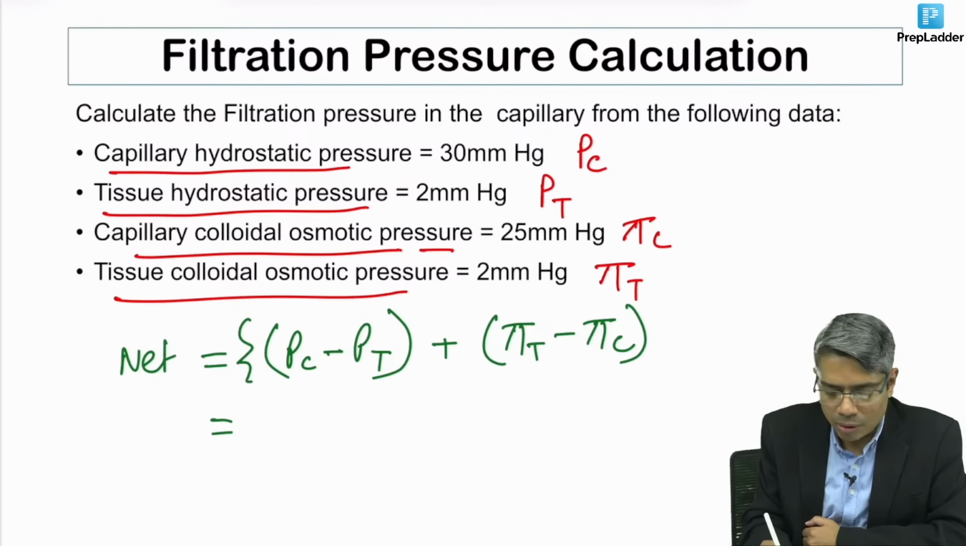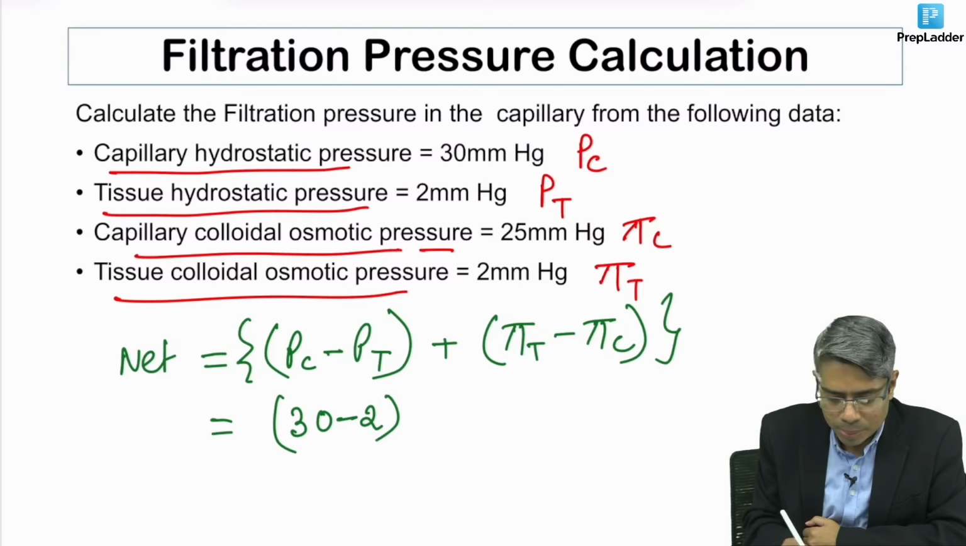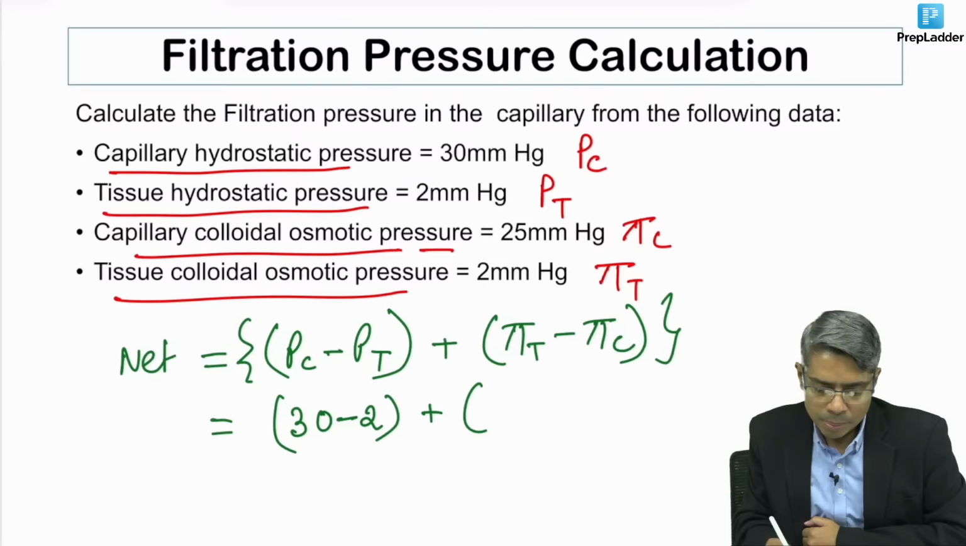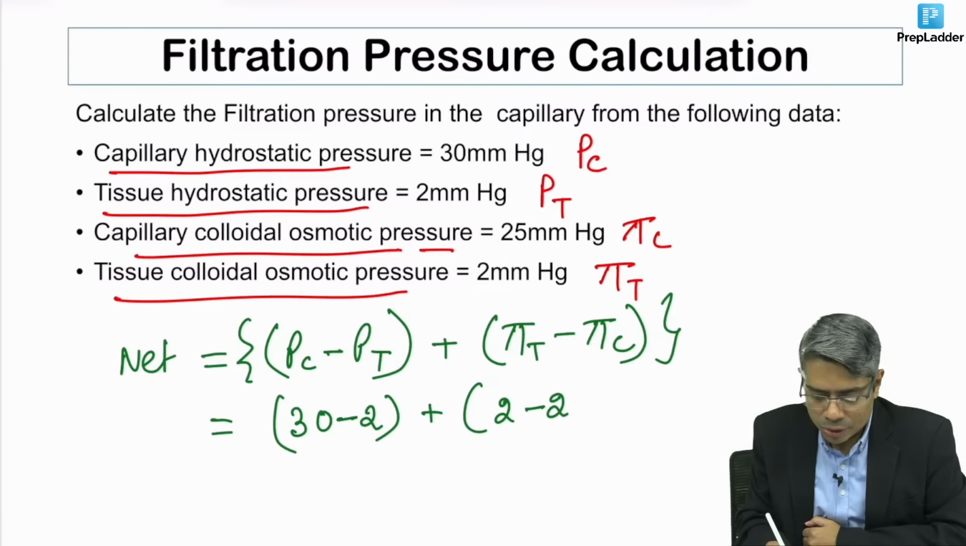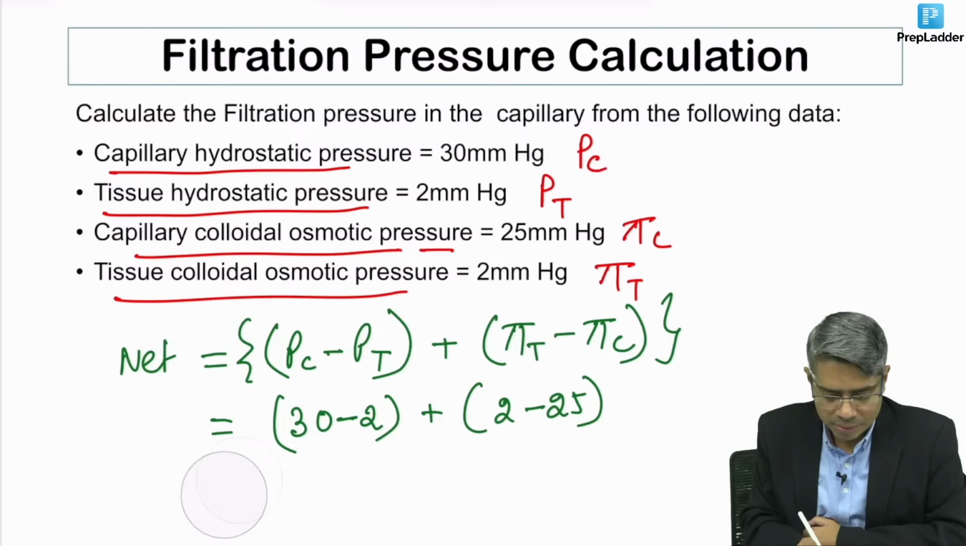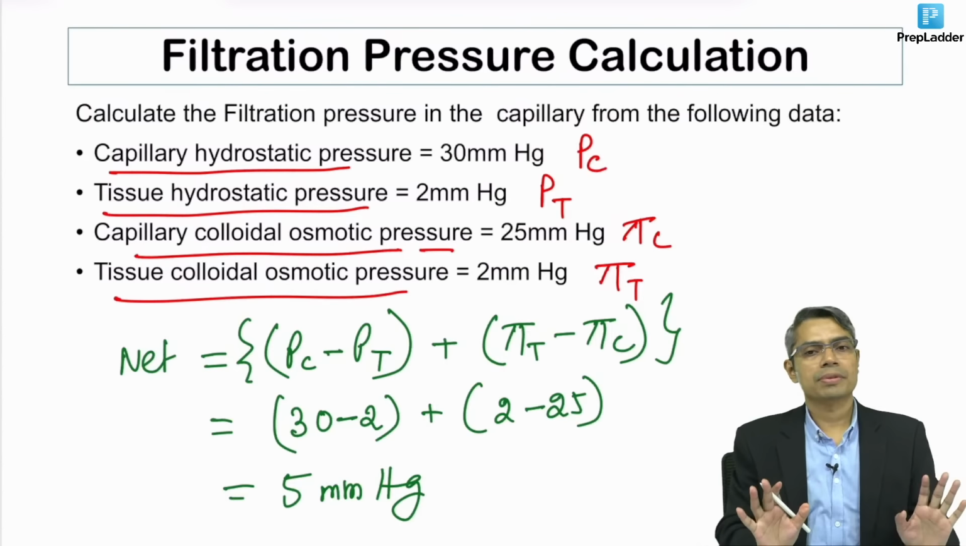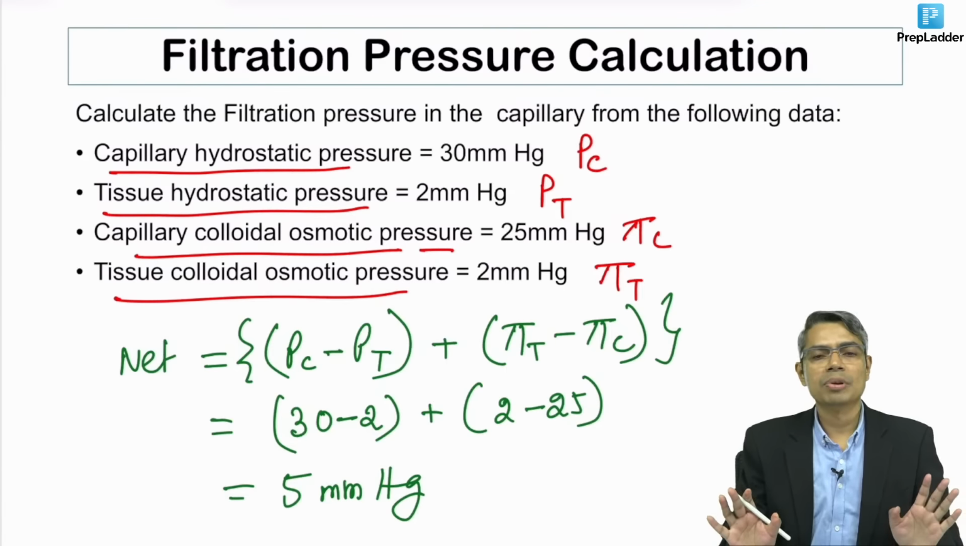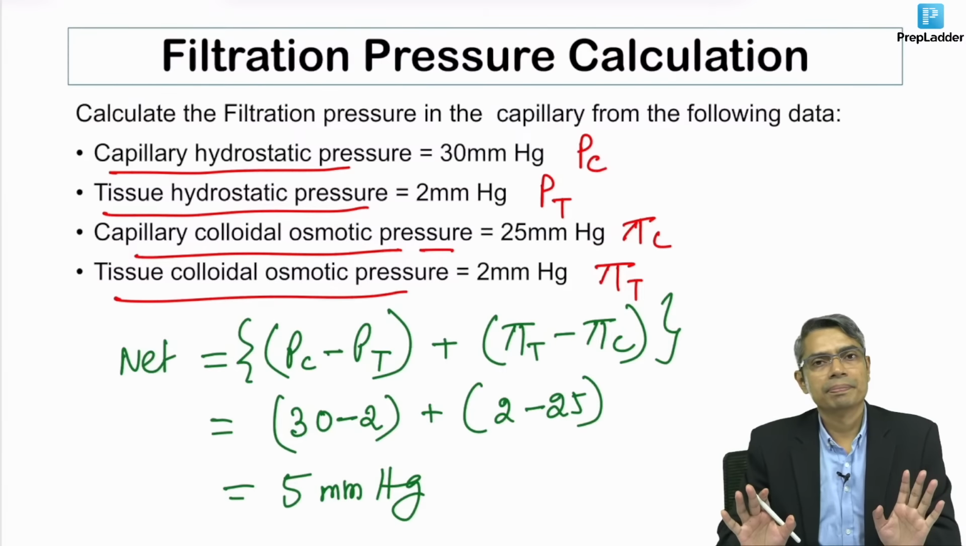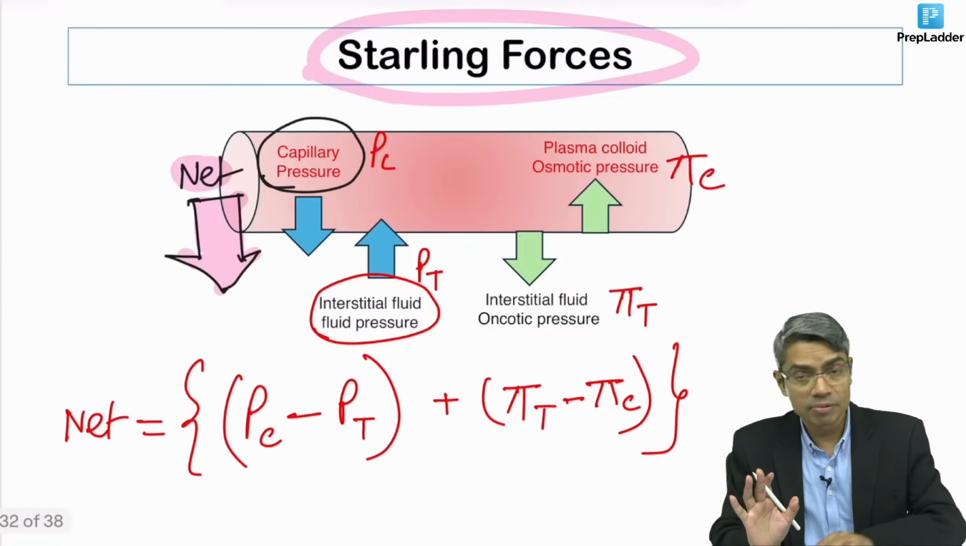So, if I put all of this value, so this is 30 minus 2 plus pi T is 2 minus 25. So, 23, 25, this is equal to 5 millimeter of mercury is the net force. Got it? So, this way you have to calculate if the question is given. Okay? Remember, important for future MCQ.